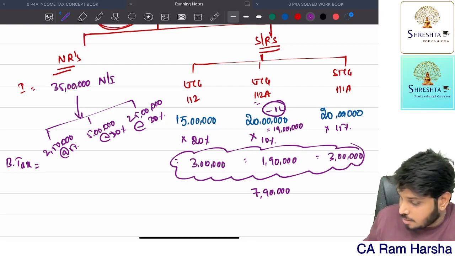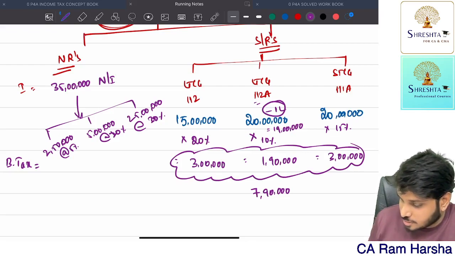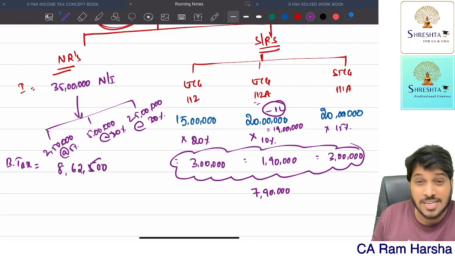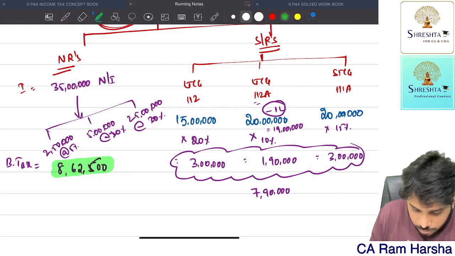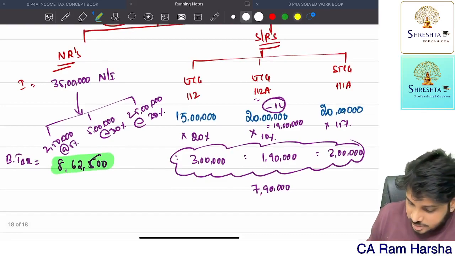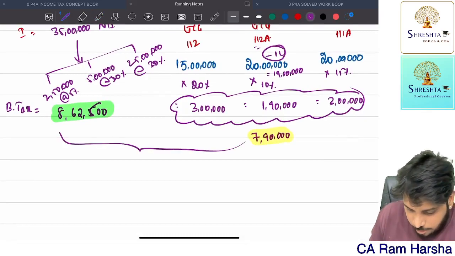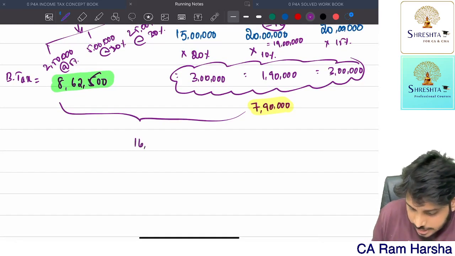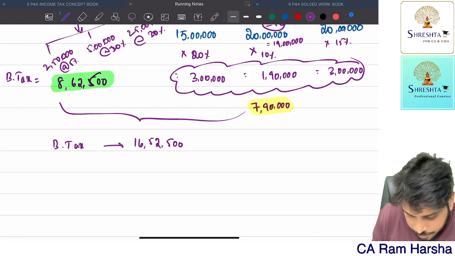2,50,000 into 0.05, 5%, 12,500. 5 lakhs into 20% is 1 lakh. 25 lakhs into 30% is 7 lakh 50. So which is 8 lakh 62,500. Now what is the basic tax? Basic tax on normal income is this much. Basic tax on special rates is this much. Now what is the total basic tax? 8 lakh 62 plus 7 lakh 90 is equal to 16 lakh 52,500. So this is the basic tax on this income.